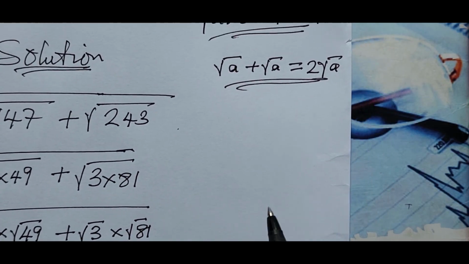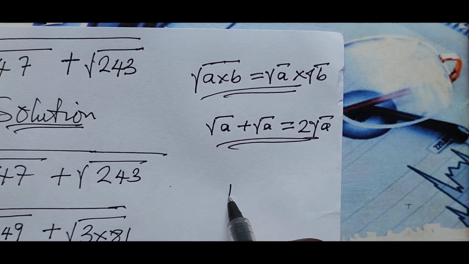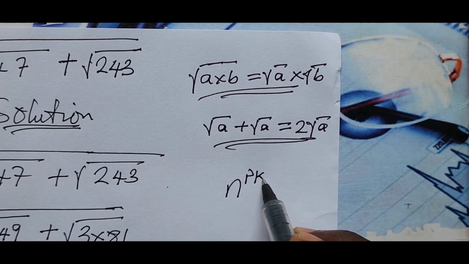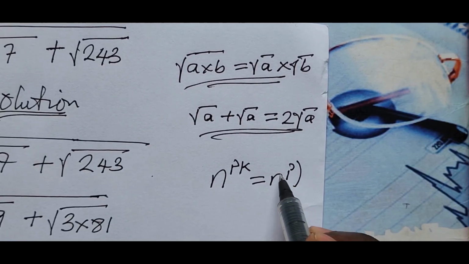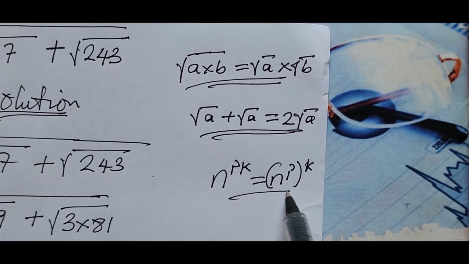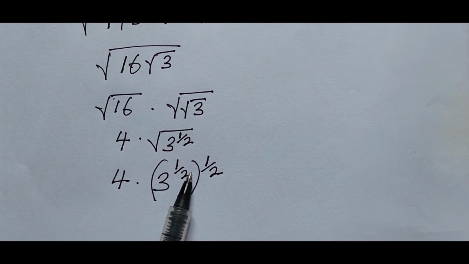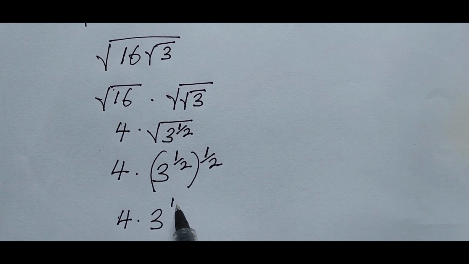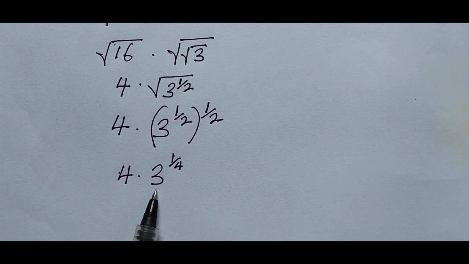According to the law of indices, if you have n to the power of p, all raised to the power of k, this is equal to n to the power of p times k. So if we succumb to this rule, then we can rewrite this by using this to multiply this. So this is going to give us 4 times 3 to the power of 1 over 4. Okay, so this is the final answer.